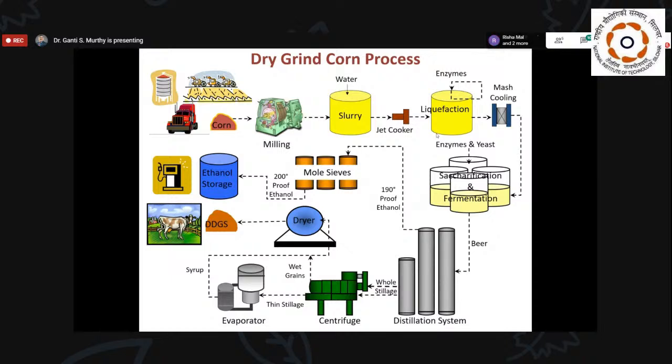Now, what happens to the rest of the stuff? After we have removed the ethanol, what is left over is called whole stillage. Then it is processed in a centrifuge to separate the wet grains and thin stillage, and there is an evaporator. All that happens. Essentially, we dry that stuff. And we get, in a rotary dryer, what is called DDGS, distillers dried grains with solubles, which is primarily used as cattle feed for ruminants. So ruminants are like cows, buffaloes, those kinds of things. So it is used primarily as cattle feed, because it has a lot of fiber content in it. So this is essentially the whole process of how this happens.